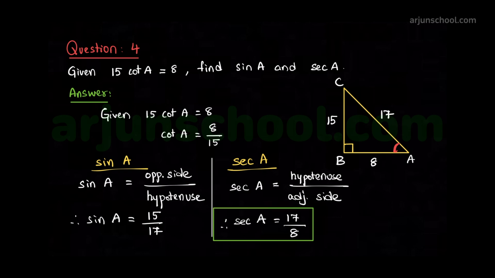Now the final answer is sin A is equal to 15 by 17 and secant A is equal to 17 by 8.